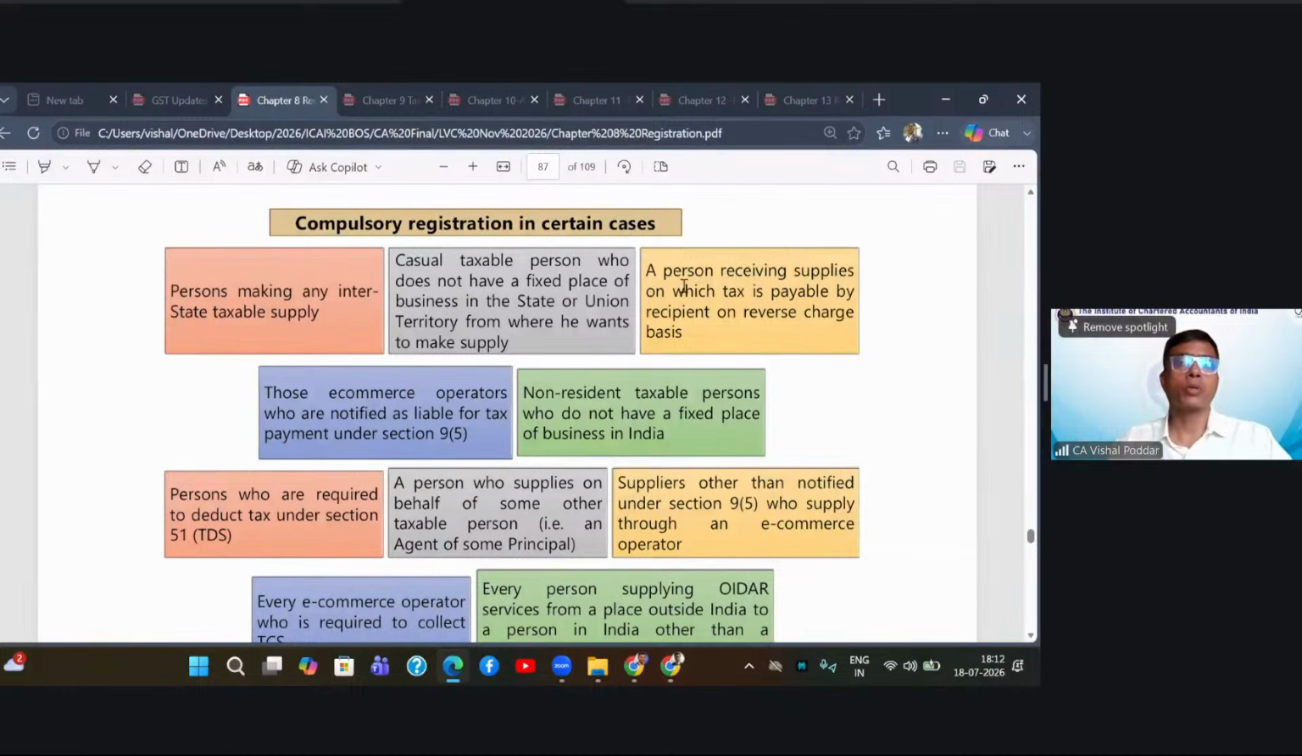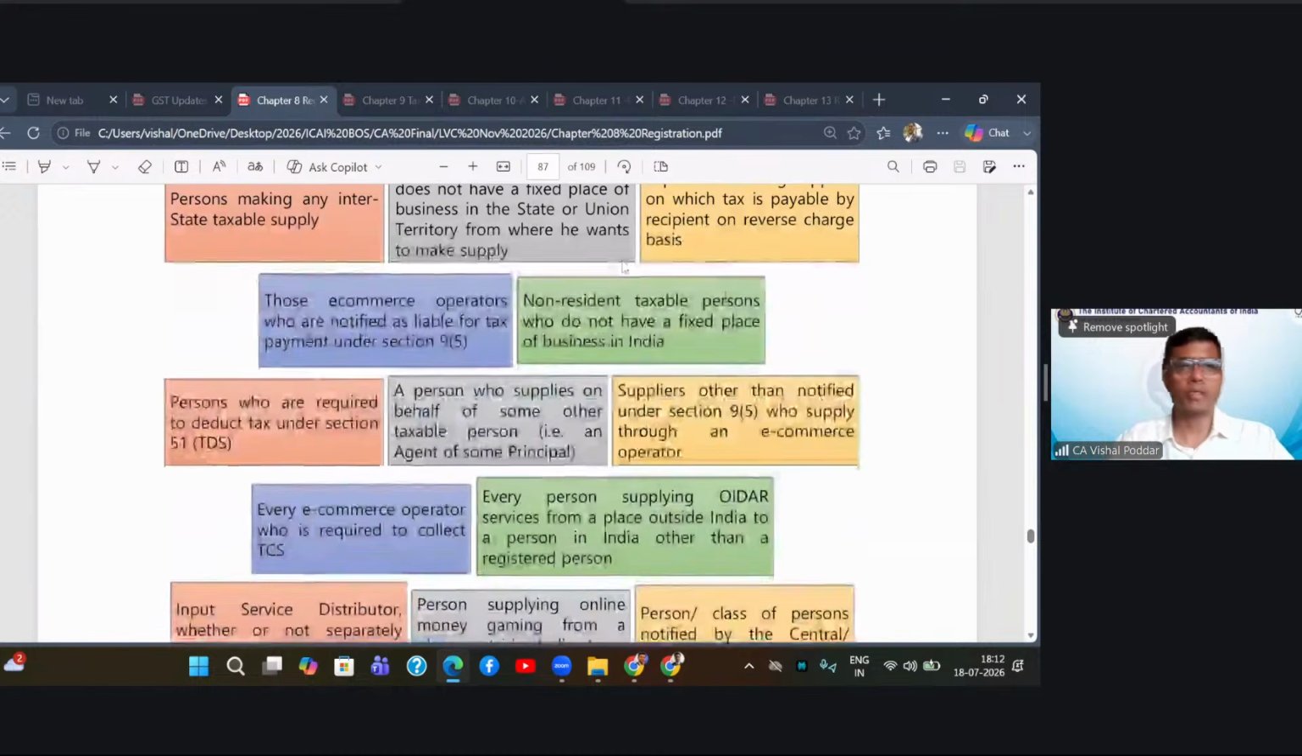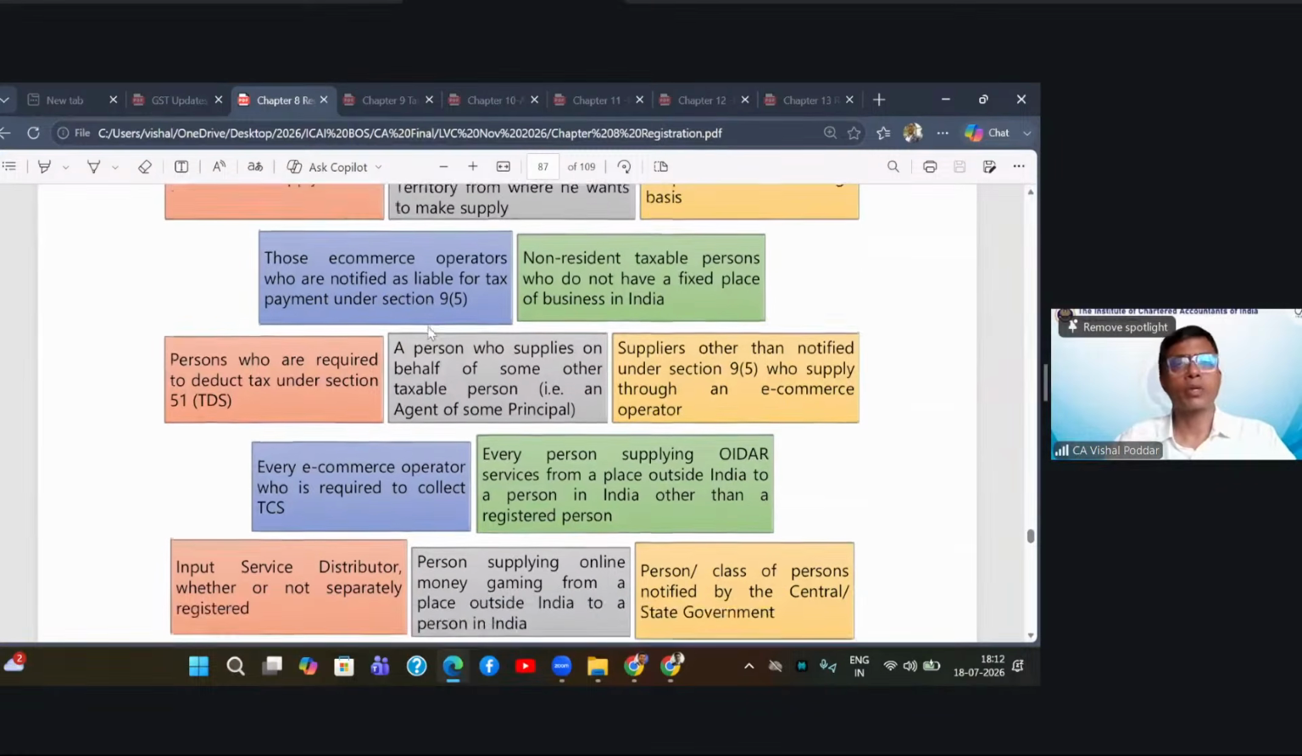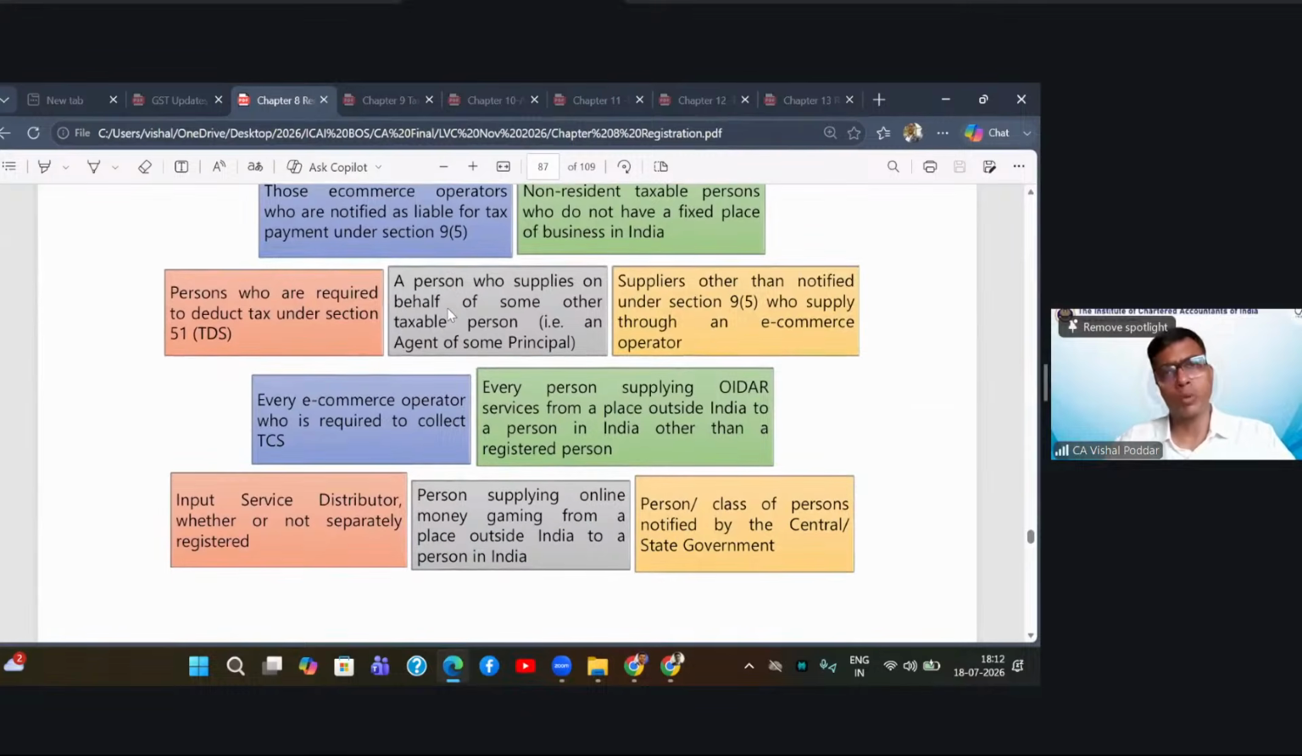Next, the person who is receiving supplies which are under RCM, so where the recipient is liable to pay tax. Then those e-commerce operators who are required to pay tax under 9(5), that is on behalf of suppliers who are using the e-commerce platform to make their supplies. So on behalf of those suppliers, the e-commerce operator is the person liable to pay tax under 9(5). So in those cases, the e-commerce operator will have to compulsorily get registered.